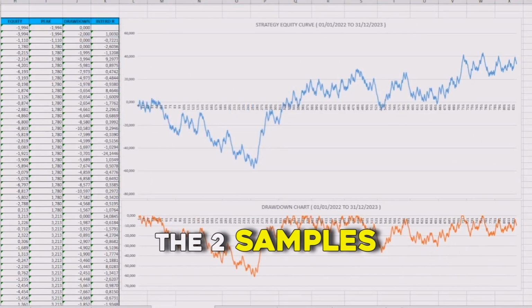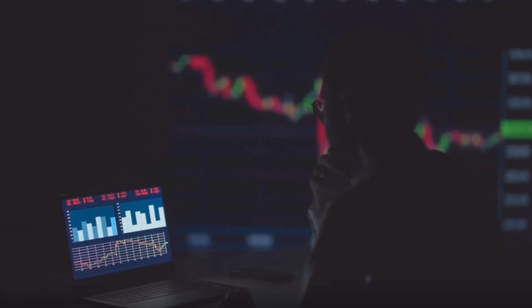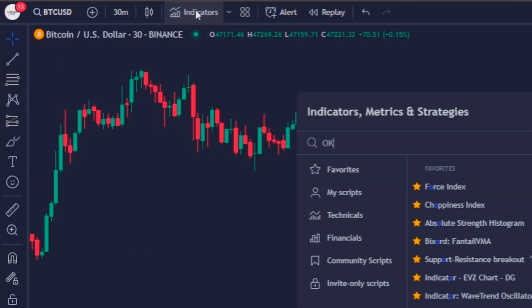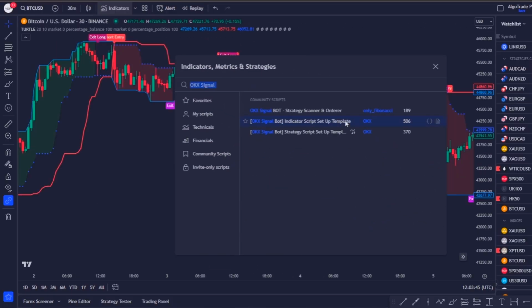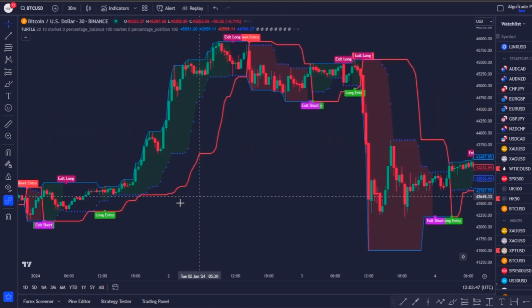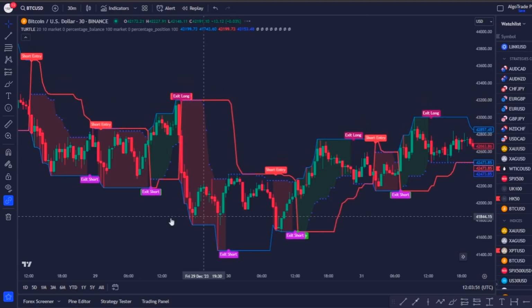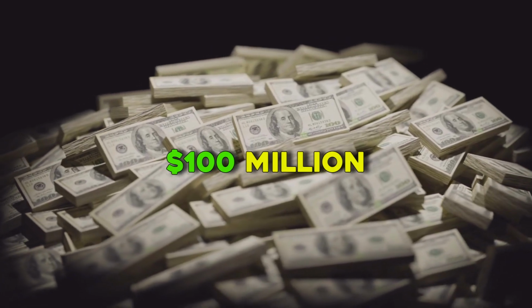Before conclusions, let's return to TradingView for the last time to analyze the last indicator on our list. On the top 1 indicator, we have the OKX Signal Bot, this one here. This innovative buy and sell indicator was created based on the concepts of the legendary turtle trade system, which was created by the famous trader Richard Dennis, that turned $5,000 into more than $100 million.